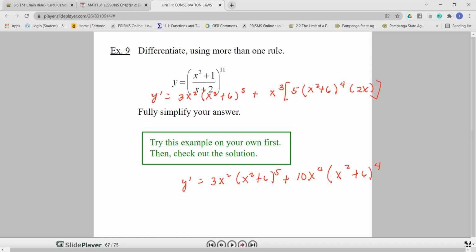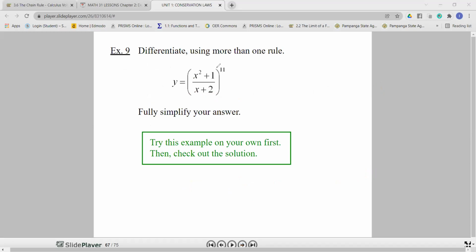Ito naman. Clear muna natin to. Okay, so ganun din. Kaya lang meron kang power dyan, no? Power rule. So, what will be your y prime? Y prime will be, mauna muna yung power rule. You have your 11, tapos dito naman ay x squared plus 1 over x plus 2, then raised to the 10. Times, ngayon, minus ka ng isa doon to the 10th power. Times ngayon, the derivative ng nasa loob by the chain rule.